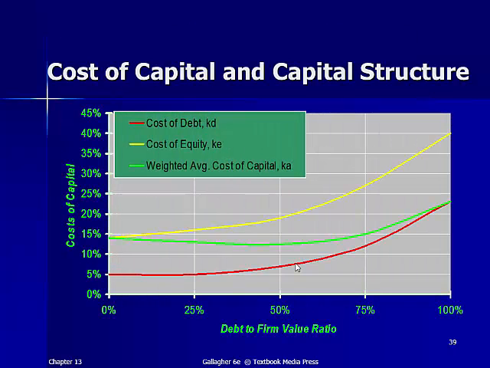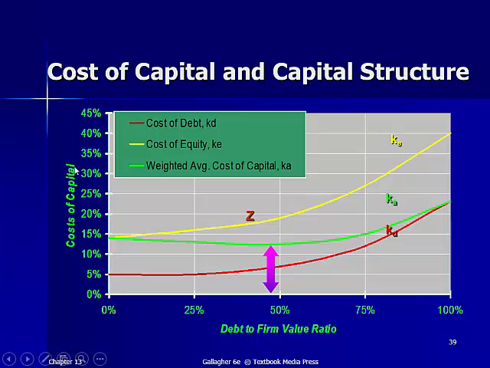So we have this diagram that illustrates the concept. You can see this red curve here is the cost of debt, and it is everywhere lower than the yellow cost of equity curve. The green curve is the weighted average cost of capital. So we start out here with a 0% debt to firm value ratio. That is right here at the origin on the x-axis. We have no debt, which means that this is a 100% equity financed firm.